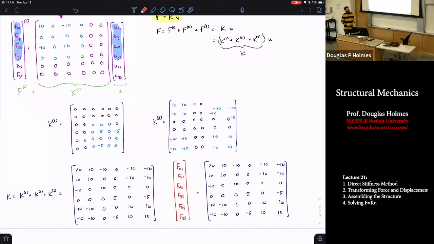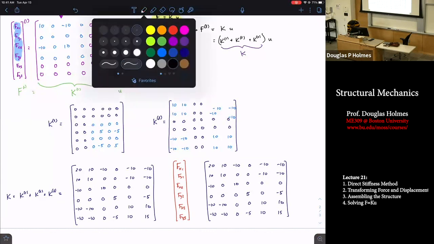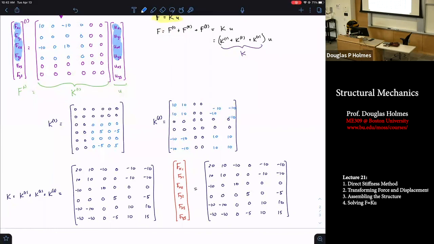stiffness matrices up together, we now are talking about this structure as a structure in its entirety. And the only thing we're actually solving for are the forces and displacements of the nodes, Ux1, Uy1, Ux2, Uy2, Ux3, Uy3. This is the equation we want to solve. If you try to solve this equation, it won't work. It'll be singular, it'll blow up. Anyone have a guess as to why?